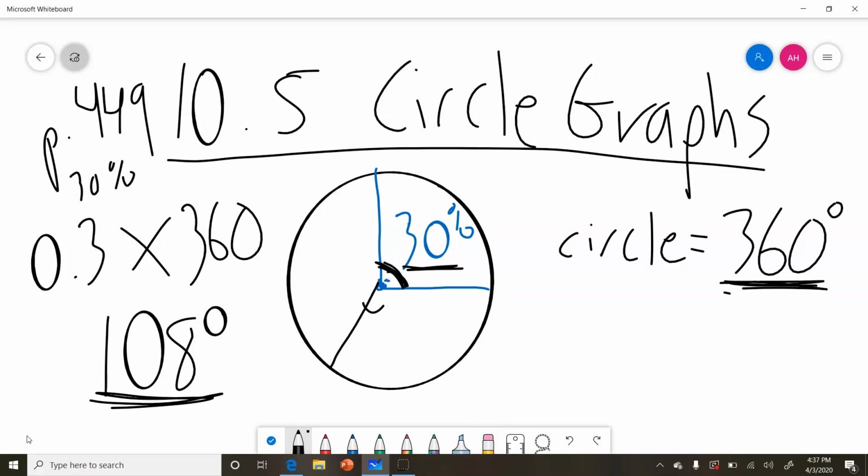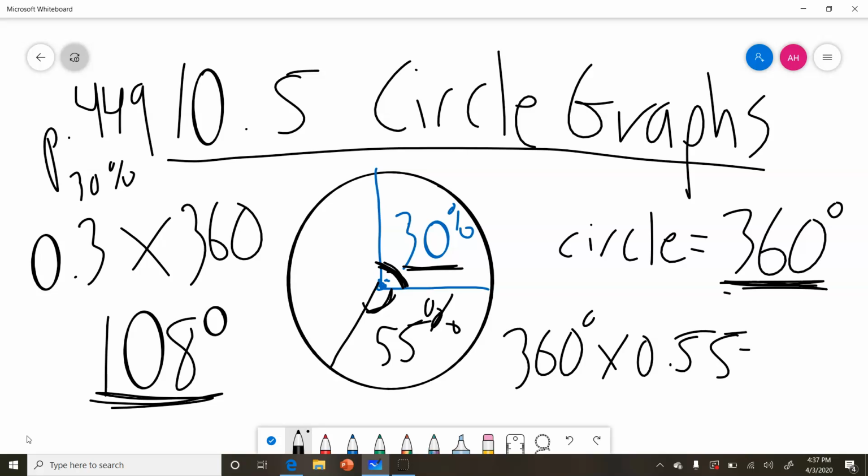Let's say that this line between these two represented 55%. What I would do is I would do 360 degrees times 0.55, and on my handy-dandy calculator, which I'm going to punch in for you right now, that is 360 times 0.55 equals 198. So that line right there I would draw would be 198 degrees. Okay? So you just use the percent to draw the line.